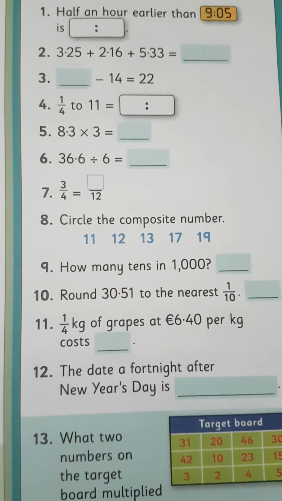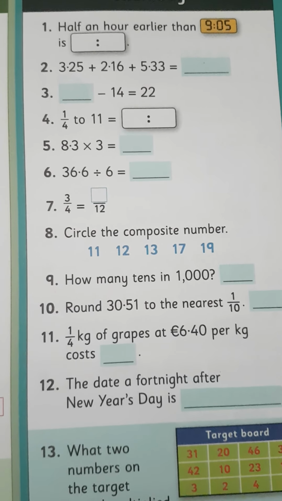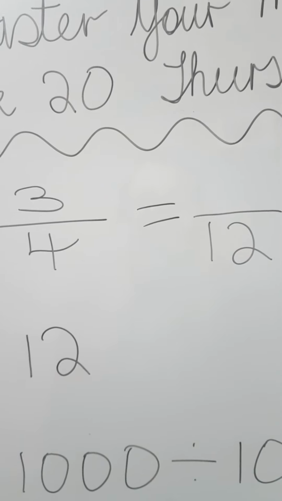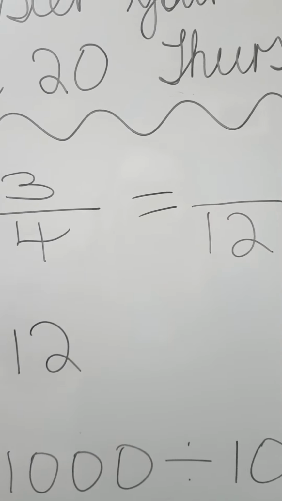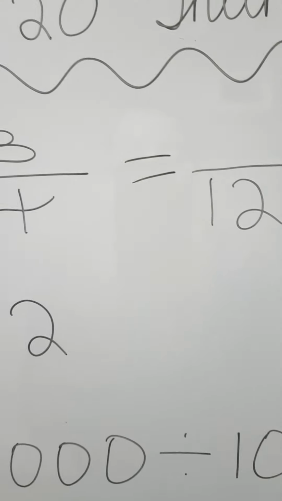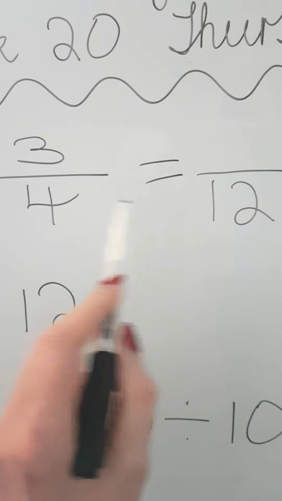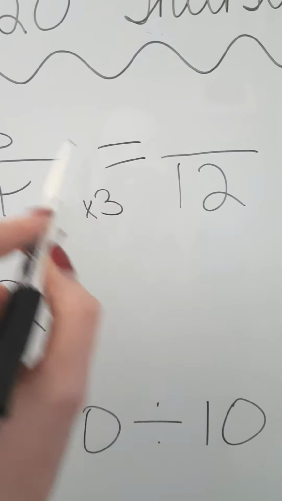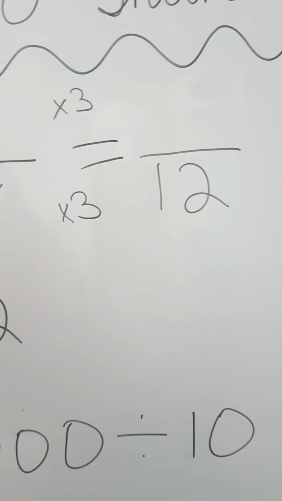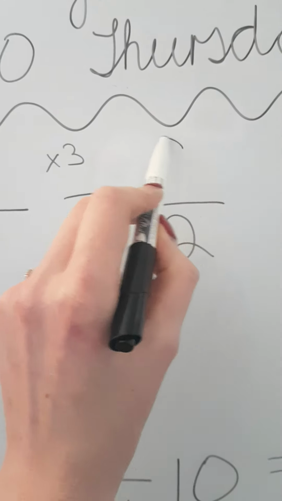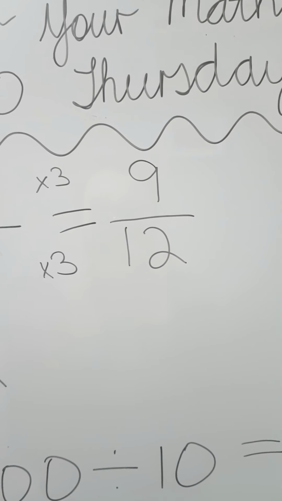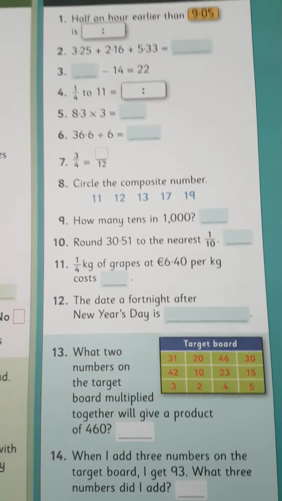Okay, so question 7, 3/4 equals something over 12. So that's really just looking at equivalent fractions. So you could always take out your fraction wall that you should have stuck into your copy if you need some help with this. But I could also look at it this way. I could say, how many 4s are in 12? Well, there's 3. 4 times 3 is 12. So if I just do the same to the top, 3 times 3 would be 9. So it would be the same as 9/12.